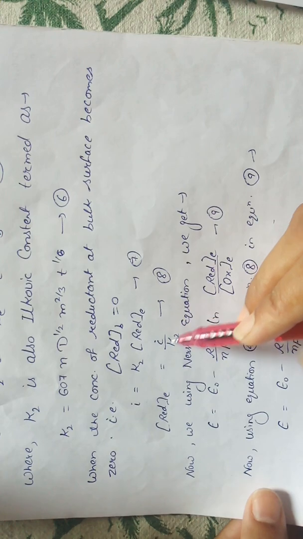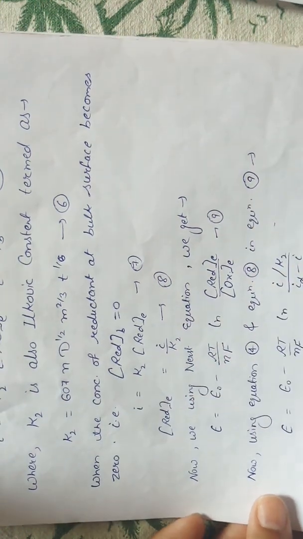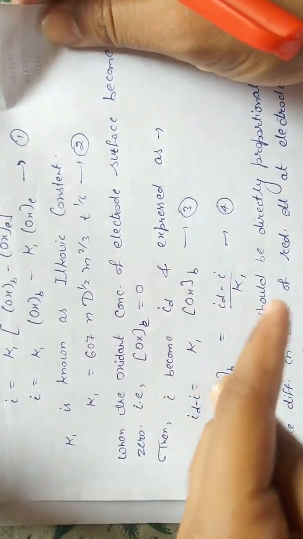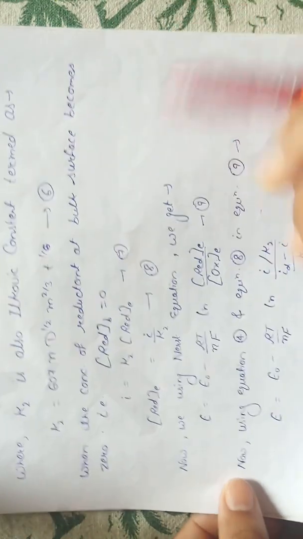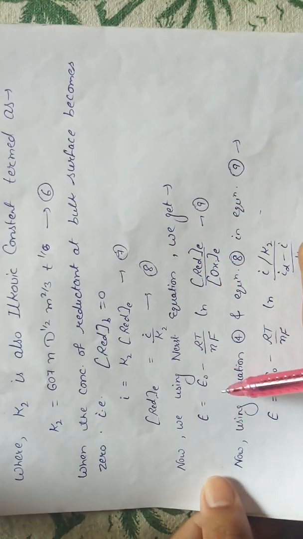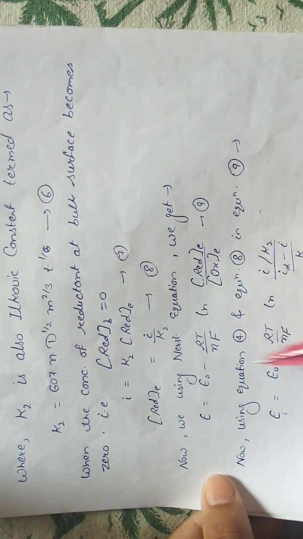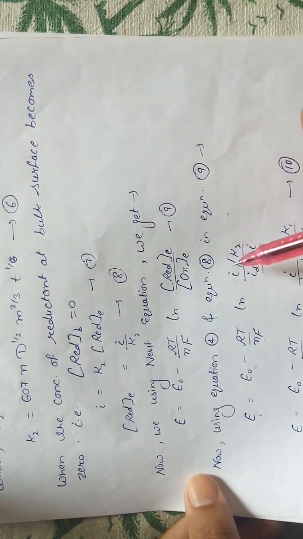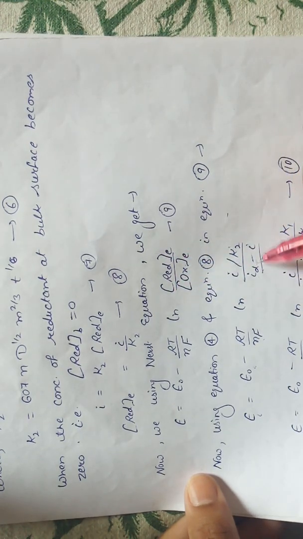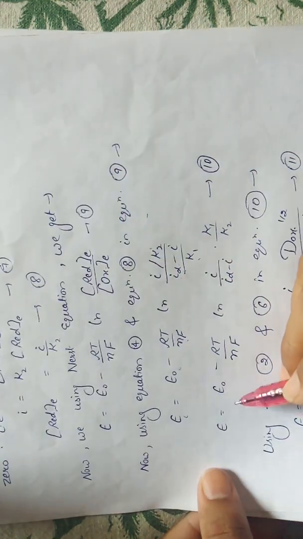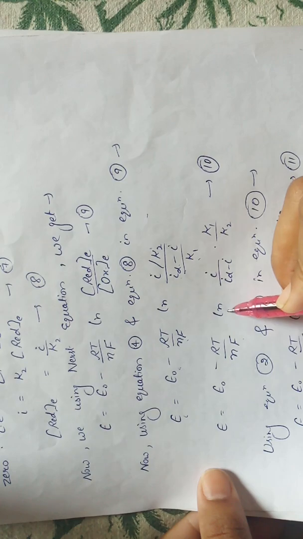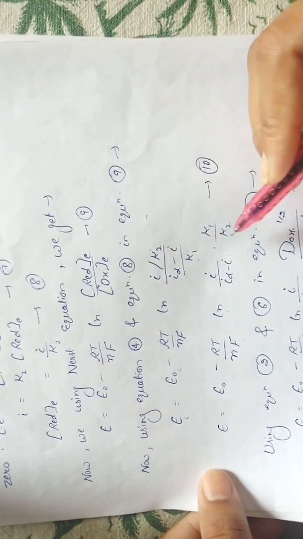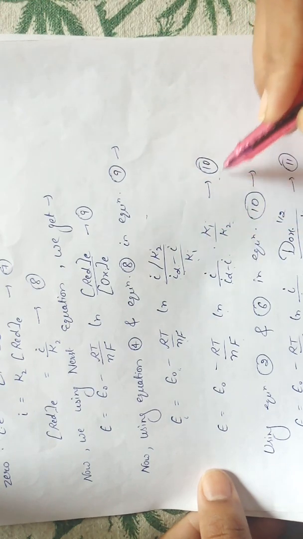Equation number 8 is reductant at electrode surface, right? And equation number 4 is oxidant at bulk surface. So put both these values in equation number 9. Let's say E is equal to E naught minus RT by nF and antilog of reductant E, I upon K2 upon ID minus I upon K1. So E is equal to E naught minus RT upon nF ln I upon ID minus I, and it will be reciprocal of it, so it will be K1 by K2. That is equation number 10.